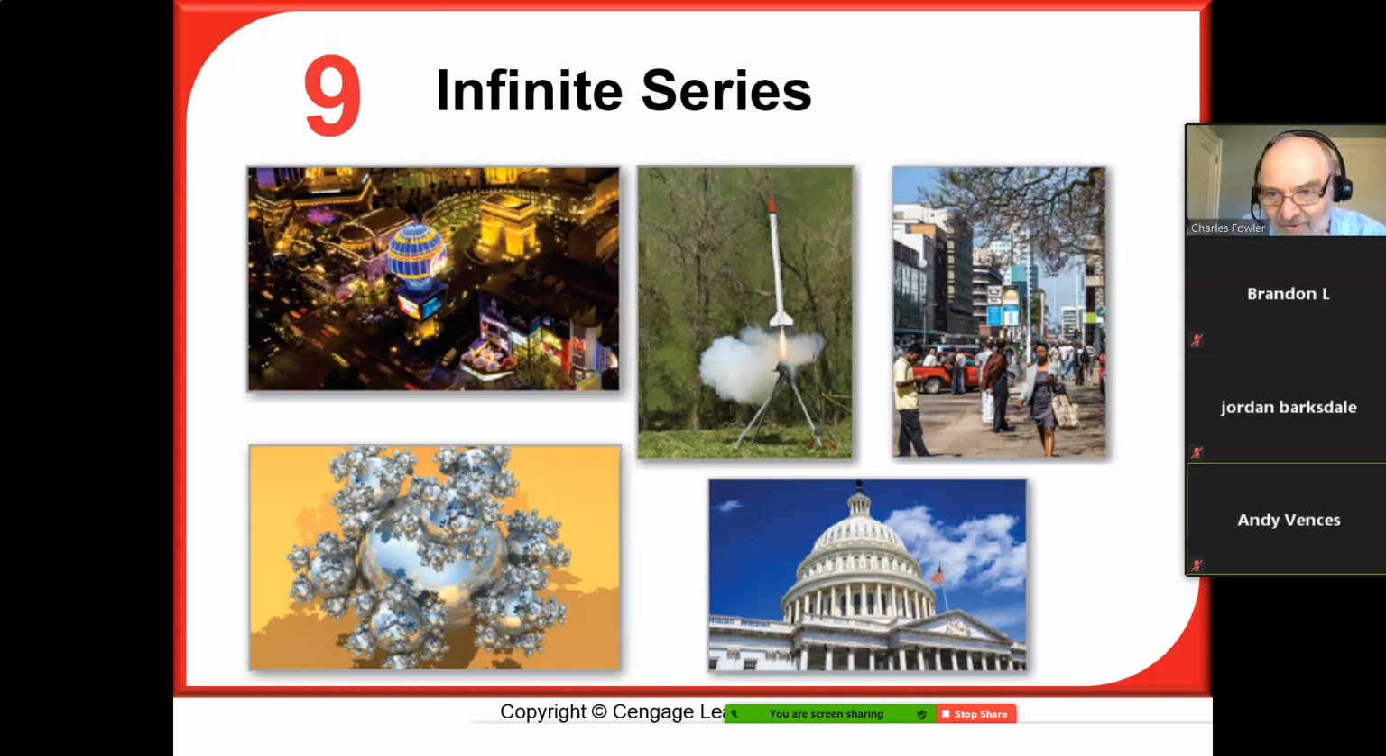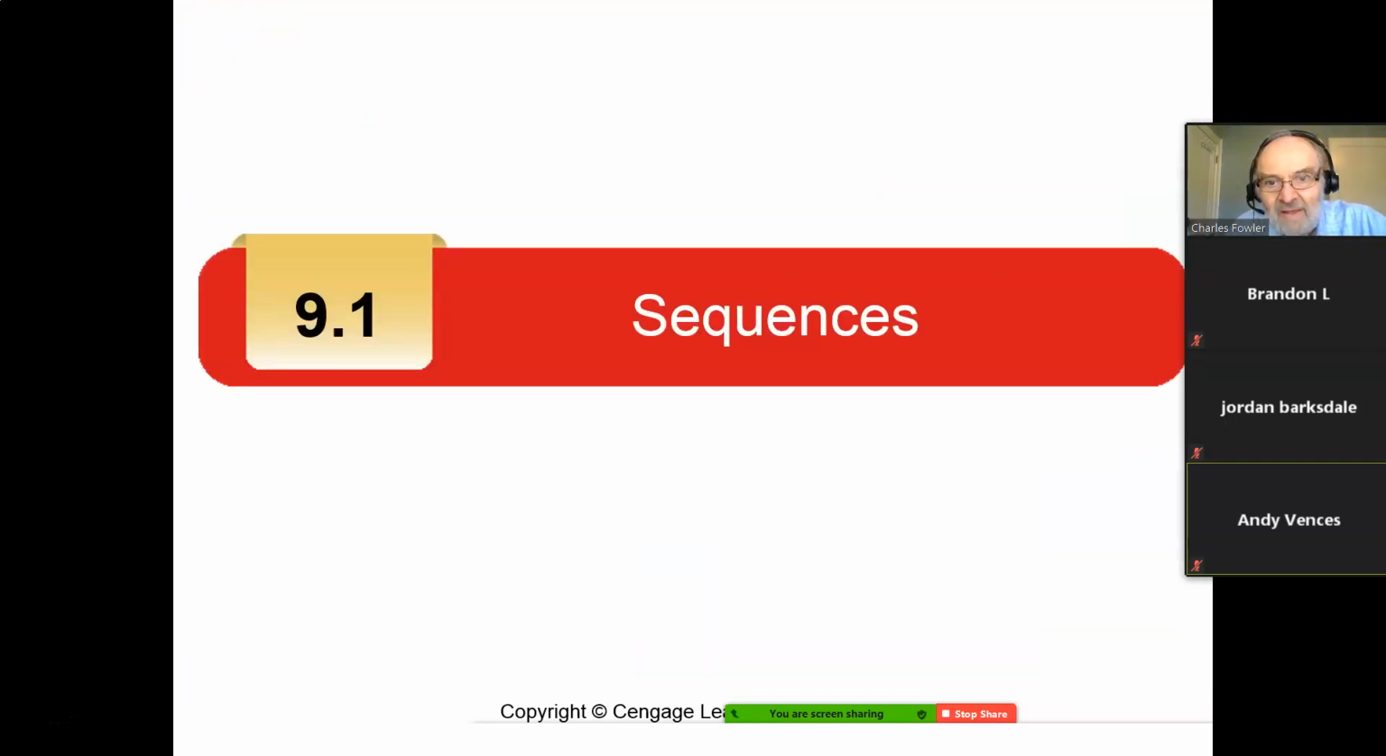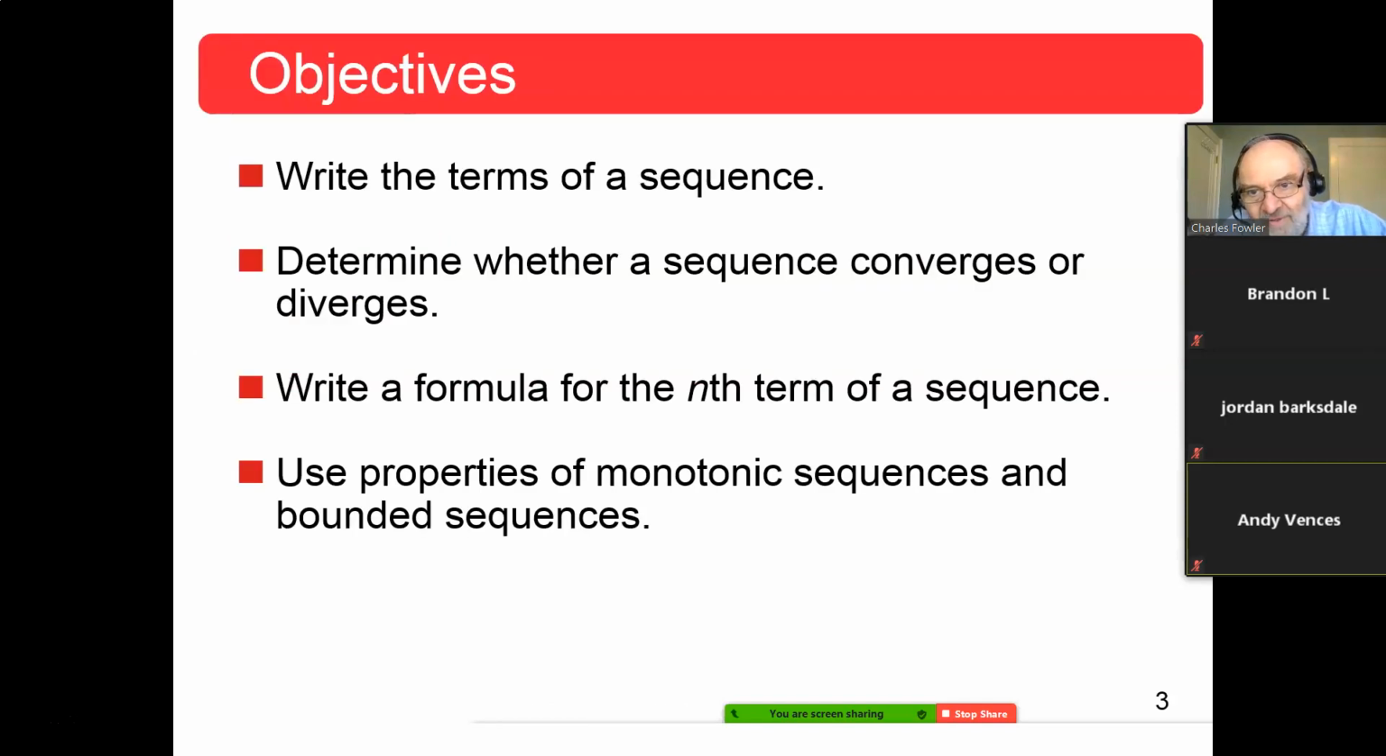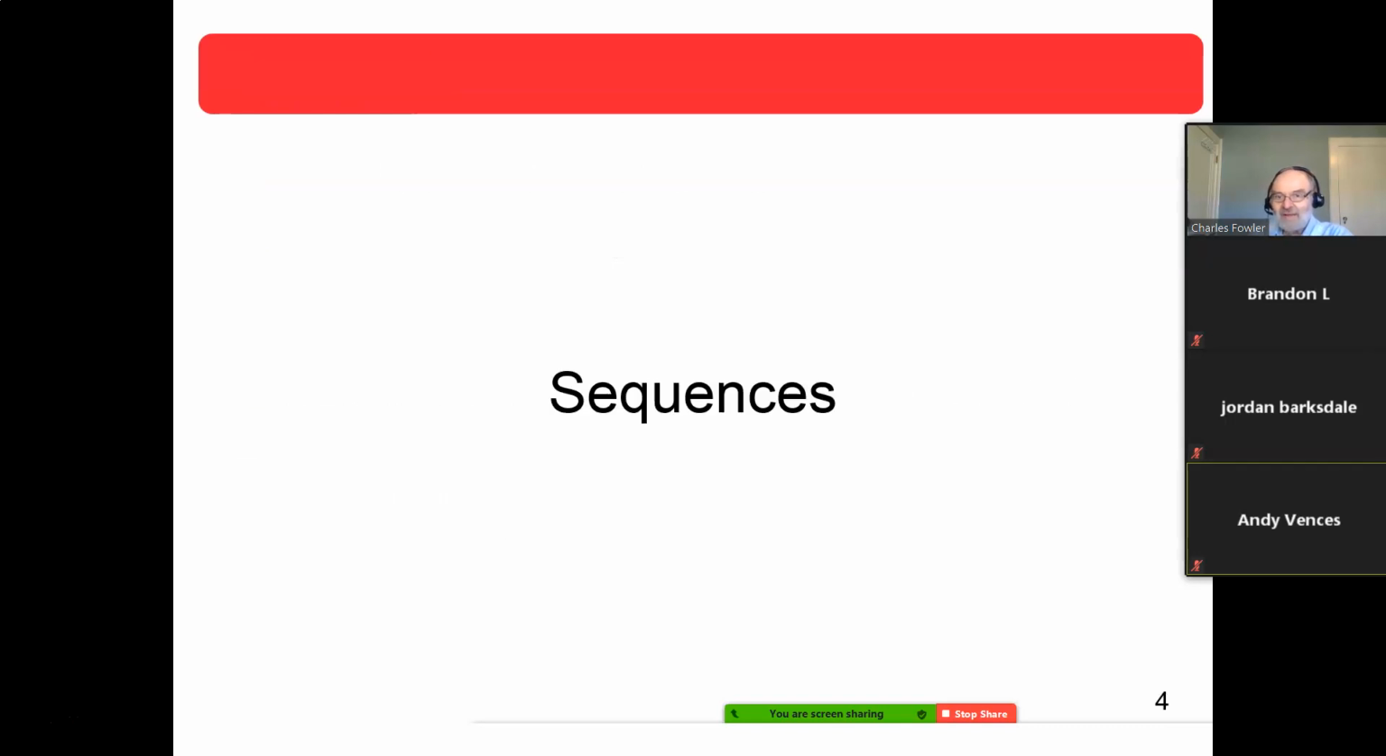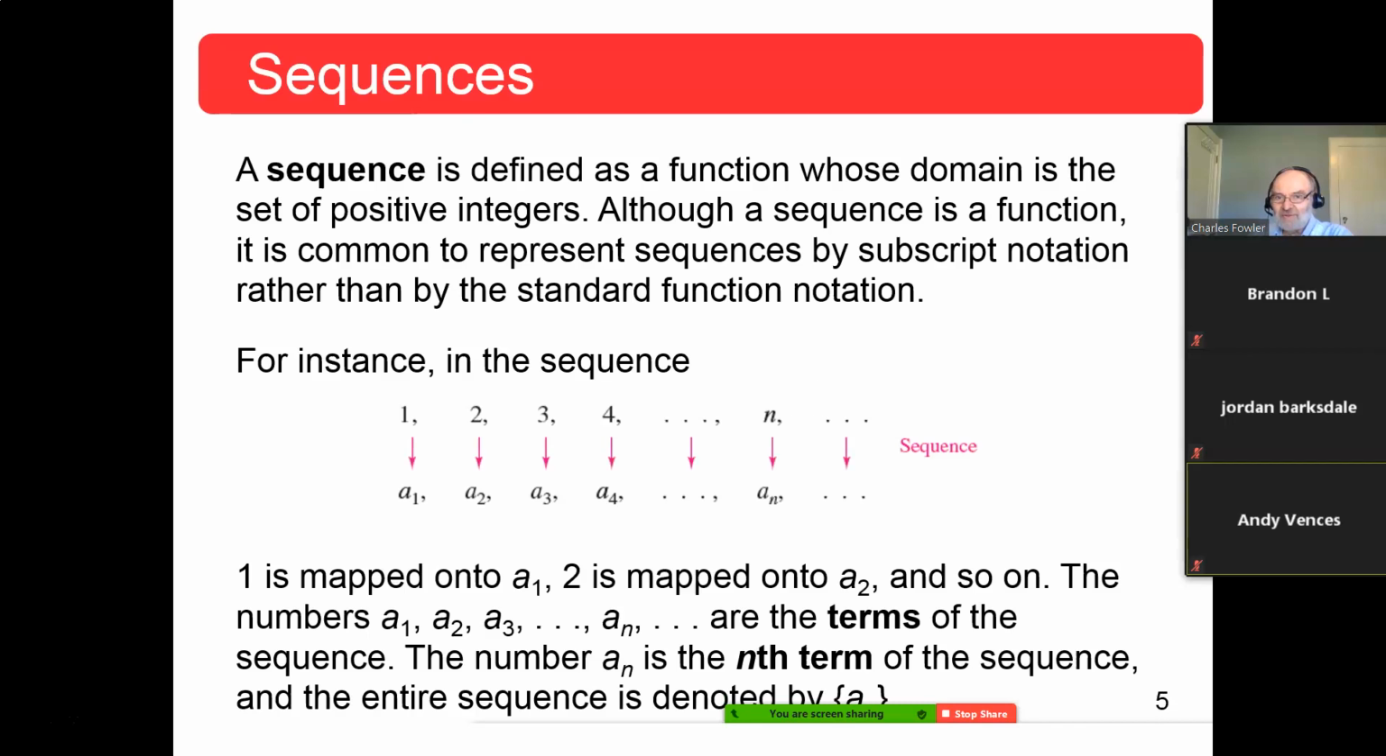Chapter 9 is infinite series. We're not going to be able to do much with it, but let's at least take a look at it. 9.1 are sequences, not series. Okay? And generally understood to be infinite sequences. So what our objectives here are to write the terms of a sequence, to determine whether a sequence converges or diverges, and then write a formula for the nth term of a sequence. And then we'll use properties of monotonic sequences and bounded sequences to make some conclusions. Okay? So let's first look at what in the world a sequence is.